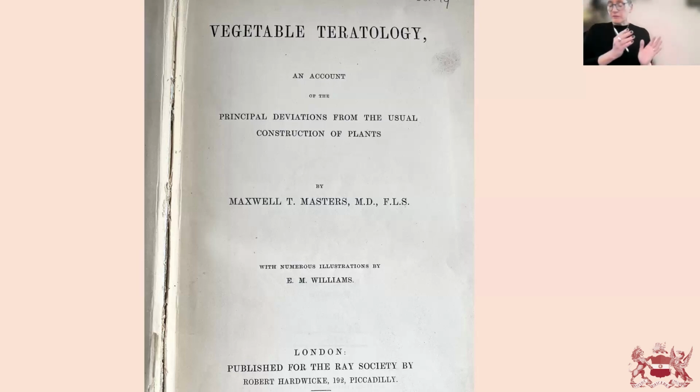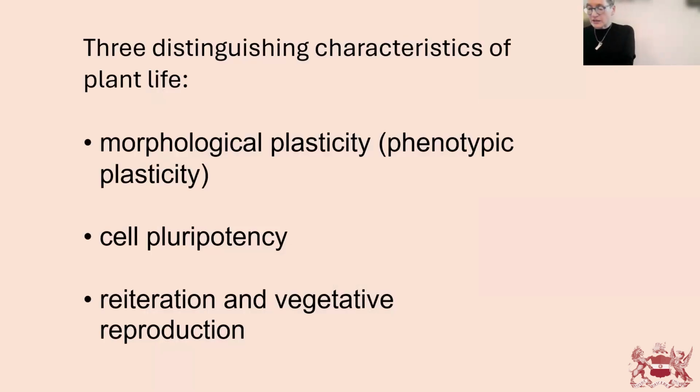Now, the difference between zoological and vegetable teratology reflects some of the differences between the basic characteristics of animal and plant life. And I'm going to concentrate on three of these in very general terms: morphological plasticity, cell pluripotency, and reiteration and vegetative reproduction. So first, plants exhibit far greater phenotypic plasticity in comparison with animals.